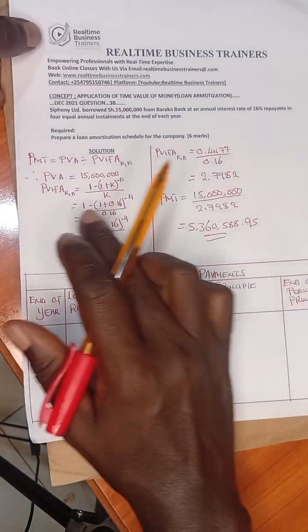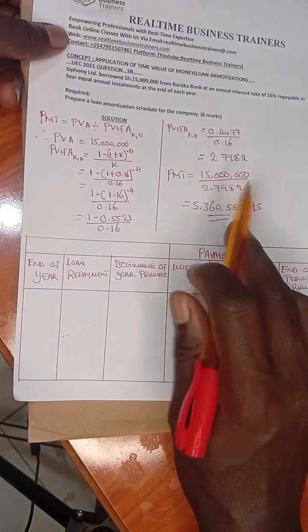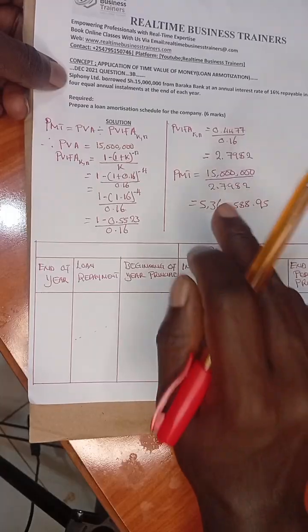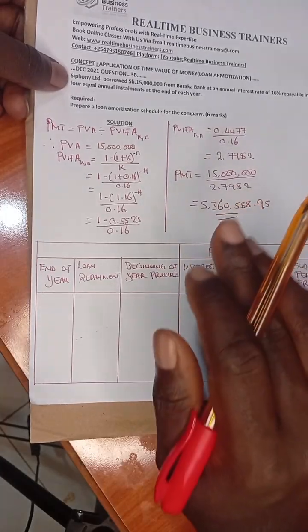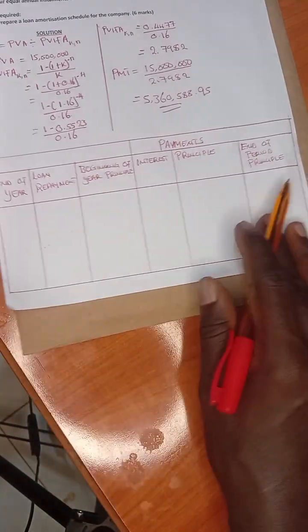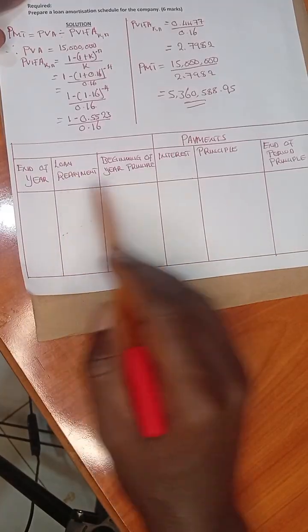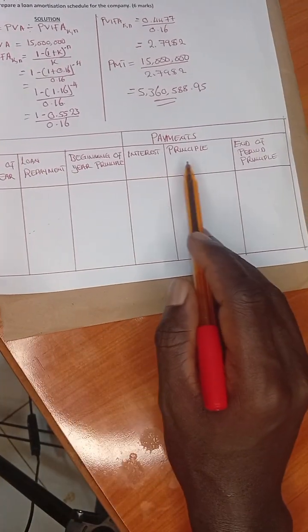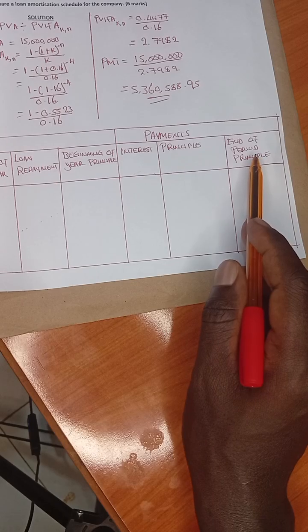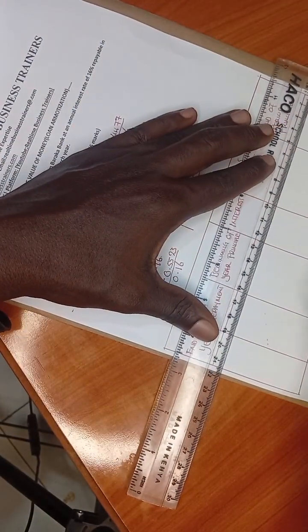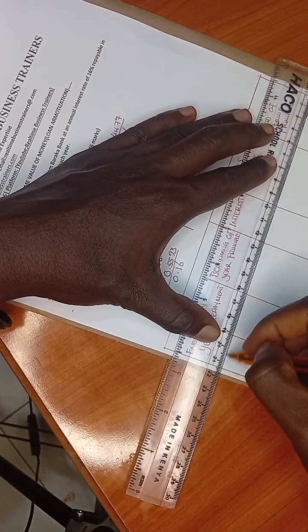So when we mean the periodic payment, this is the amount that Symphony Limited has to pay after every year in those 4 years. So I have my table here. This is a simple table that you have to draw, starting from the head of year 1, 2, 3, 4, loan repayment, beginning of year principal, interest, principal, and the end of period principal. So I'll just draw and draw a line here to show percentage.